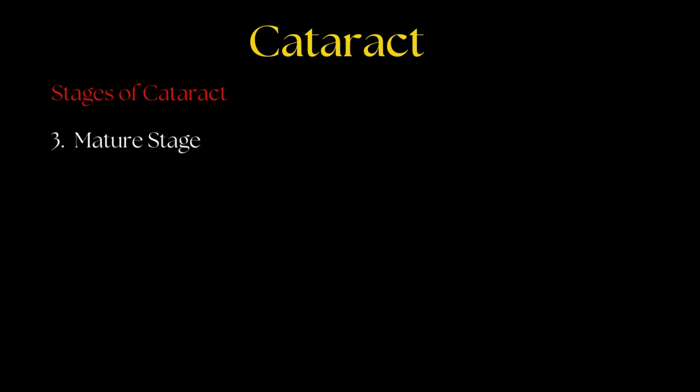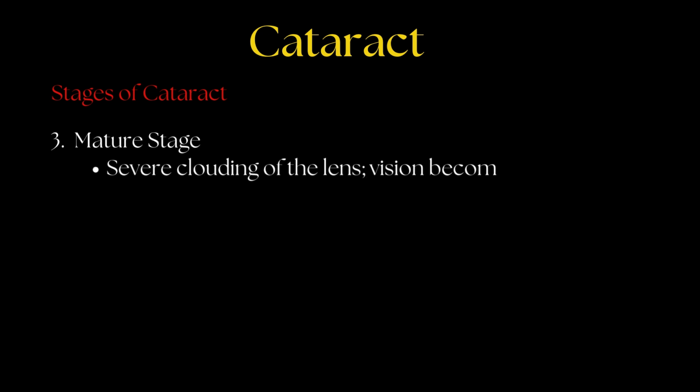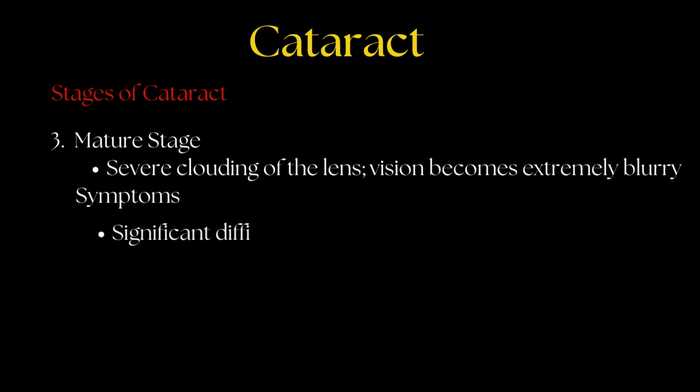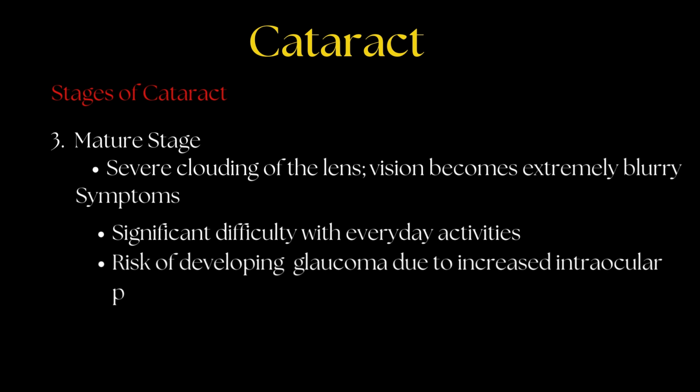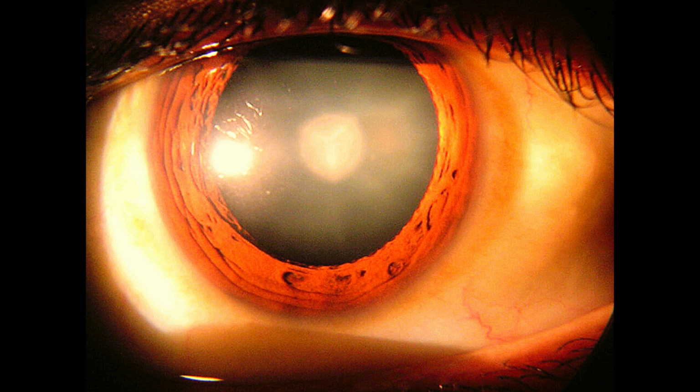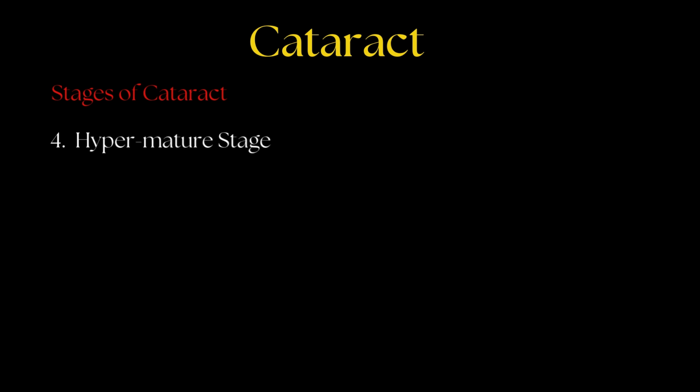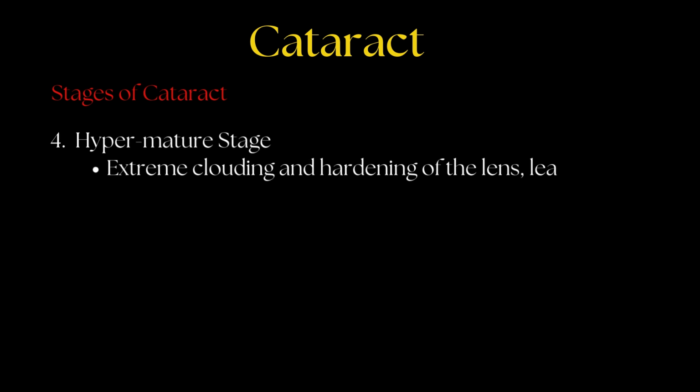In the mature cataract stage, the clouding of the lens becomes severe, leading to extremely blurry vision. At this point, patients may experience significant difficulty with everyday activities. As the cataract progresses, there is a risk of developing glaucoma due to increased pressure inside the eye, which can result in further vision problems. An intumescent cataract refers to the swelling of the lens, which can cause discomfort and complicate cataract surgery if not treated.